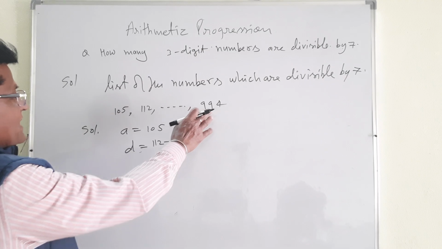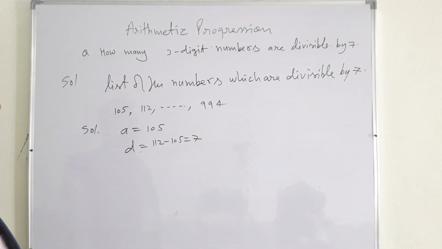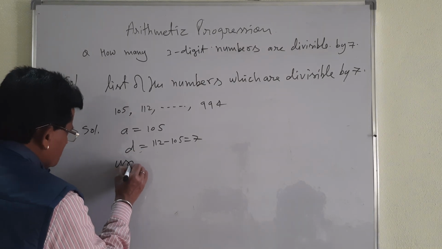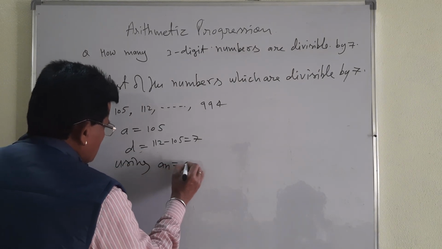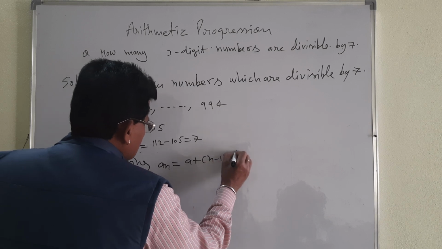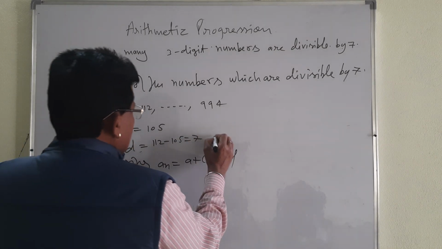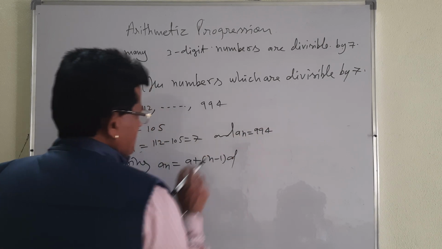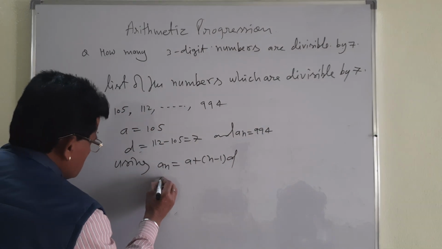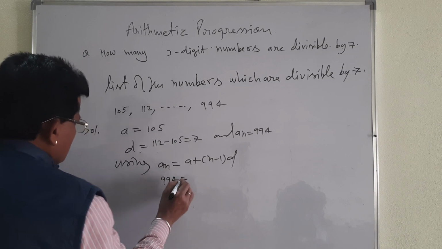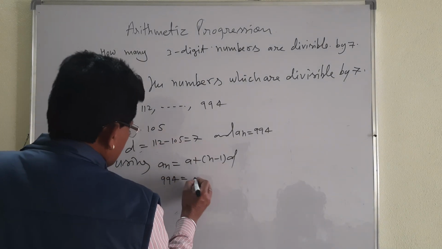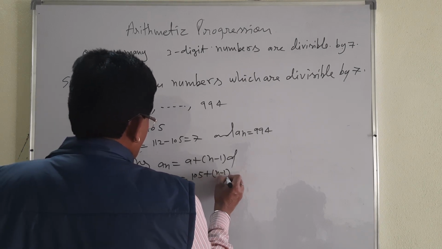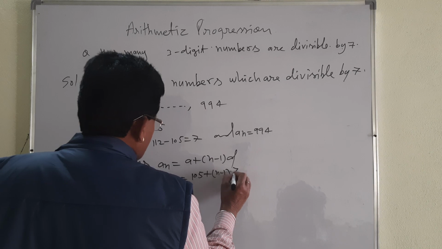Let me take, what is the nth term? Let me use the same formula: the nth term will be a plus n minus 1 into d. The last term an is equal to 994. In place of an we will write 994. It will be equal to the first term, as you know, that is 105, plus n minus 1 into d, where we want to find the number of terms, and d is 7.